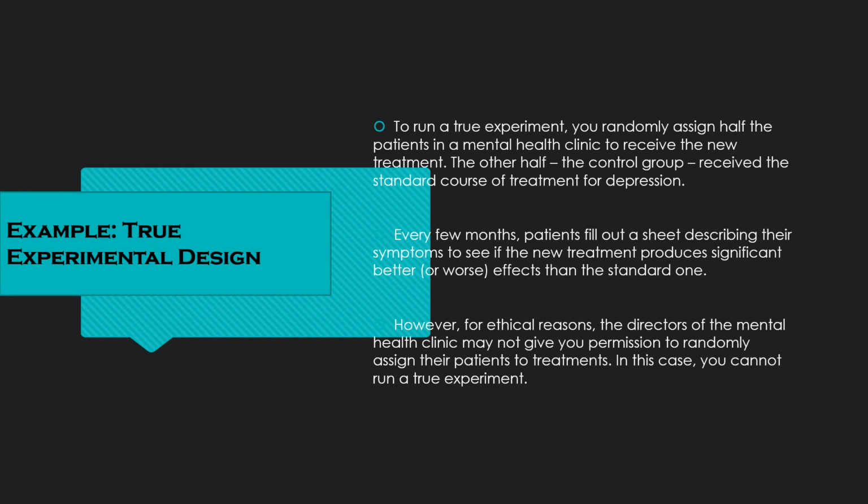Every few months, patients will fill out a sheet describing their symptoms to see if the new treatment produces significantly better or worse effects than the standard one. However, for ethical reasons, the directors of the mental health clinic may not give you permission to randomly assign their patients to treatments. In this case, you cannot run a true experiment. Instead, you can use a quasi-experimental design.